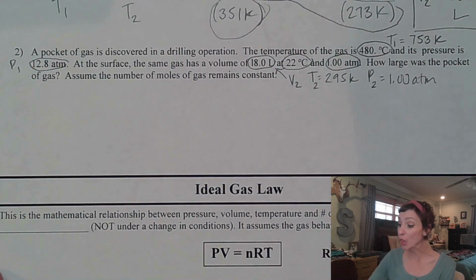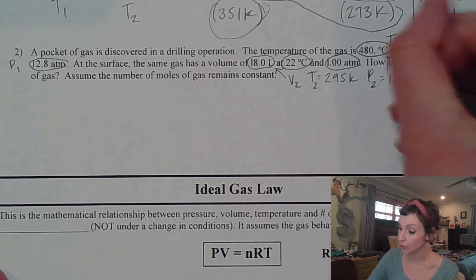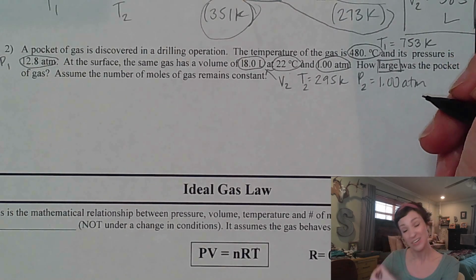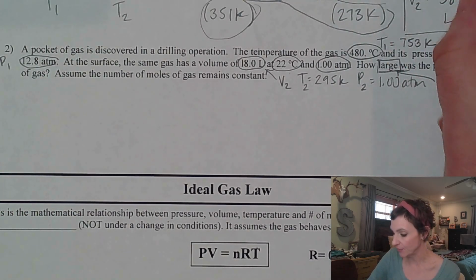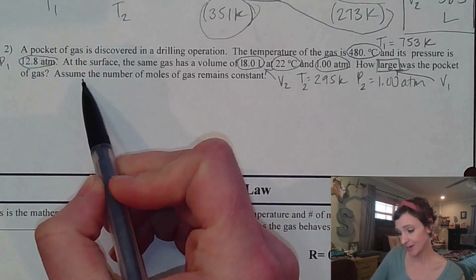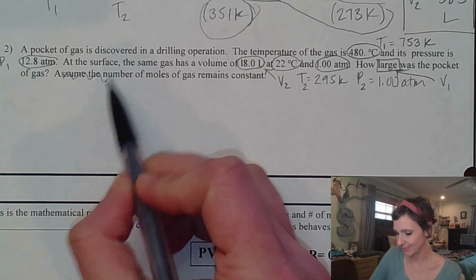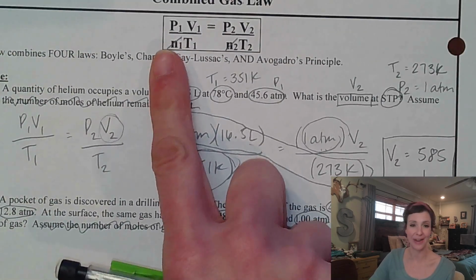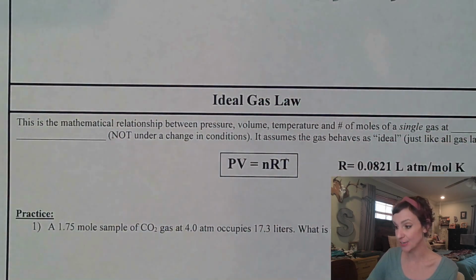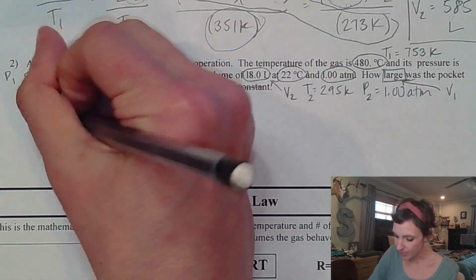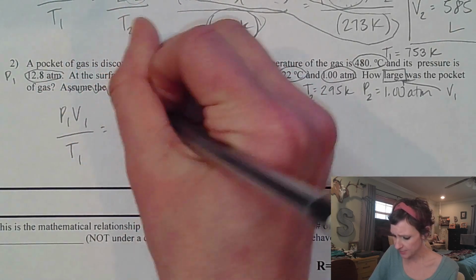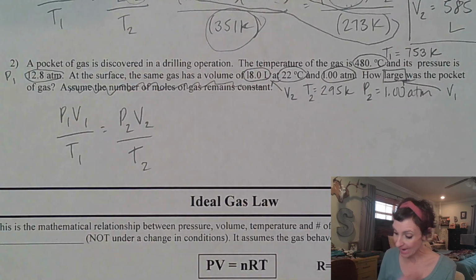They're asking how large was the pocket of gas? They want to know the volume of the pocket of gas from the initial conditions. So here I'm solving for V1. Assume the number of moles of gas remains constant, which means, y'all, N is not a problem for us. So I'm using the standard version of the combined gas law without the N's. They're being held constant. So we have P1 times V1 over T1 is equal to P2 times V2 over T2. I'm using this to solve for V1.